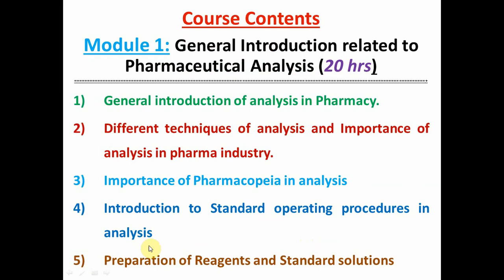Next is the course contents, which includes 5 modules. In that, first is module 1, general introduction related to pharmaceutical analysis, which is of 20 hours. That is, first general introduction of analysis, then different techniques of analysis and their importance, then importance of pharmacopoeia, then introduction to SOP, that is standard operating procedures, and then preparation of reagents and standard solutions.